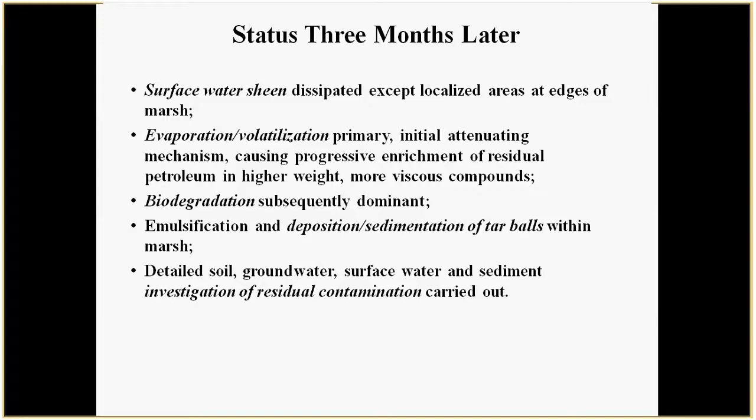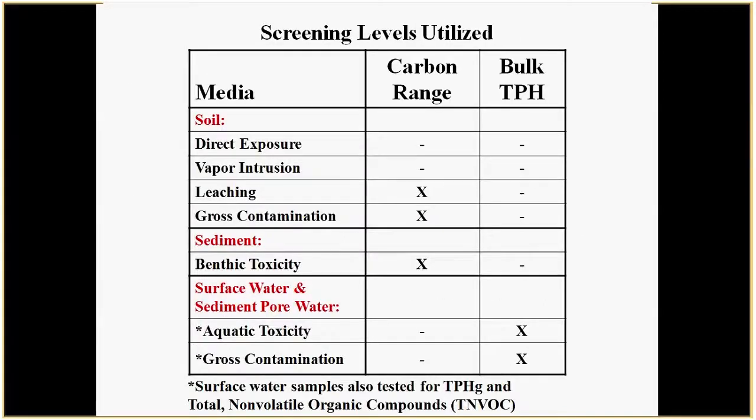Then a detailed soil, groundwater, surface water, and sediment investigation was carried out. In this case, for the screening levels used for soil, because it was crude oil, we're getting carbon range data to get a better idea of what exactly was left in the soil, especially for leaching and gross contamination concerns, to identify where your main contamination is. We're not so worried about direct exposure or vapor intrusion. We could be worried about terrestrial ecotoxicity also. I don't think we went into that in too much detail. It's more of a site-specific call. Sediment also getting carbon range data to look at benthic toxicity.